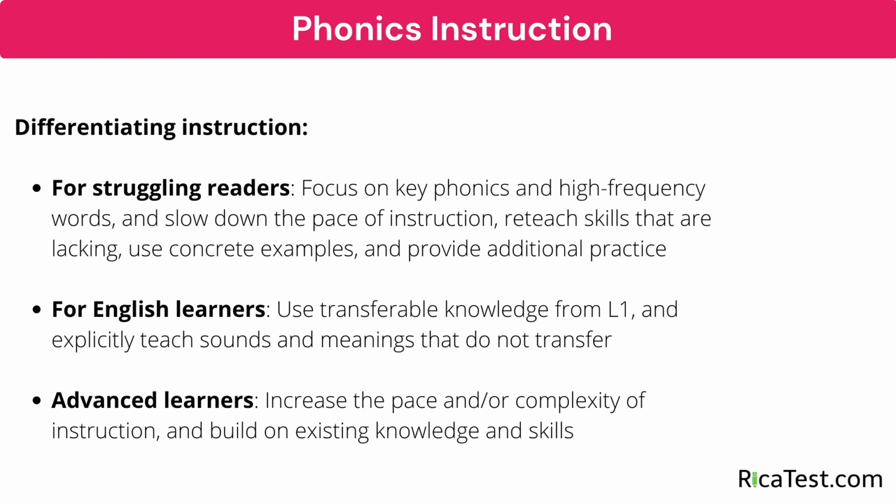Here on this slide, we discuss how to differentiate instruction to meet the needs of all of the learners in our classrooms. Here for struggling readers, what you want to do is focus on key phonics as well as high frequency words. You want to slow down the pace of instruction, reteach skills that are lacking, use concrete examples, and provide additional practice. For our English learners, use transferable knowledge from their first language and explicitly teach sounds and meanings that do not transfer. Next, for our advanced learners, we want to increase the pace of instruction as well as the complexity of the assignments that we give. And then we also want to build on to our students' existing knowledge and skills.